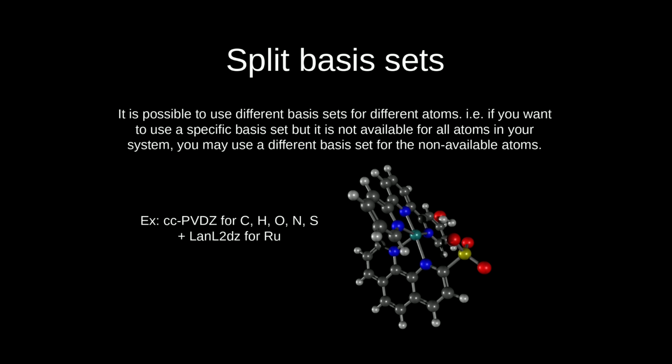This can be useful if you really want to use a specific basis function, and it's not available for all of the atoms in your molecule. In many cases, however, there are basis sets available for all of the atoms in your molecule, so really only use this if you want a specific basis that's not available for all of your atoms.